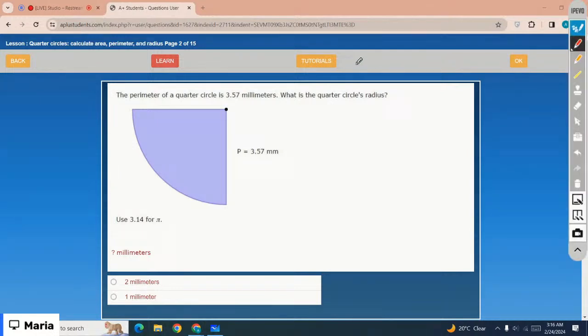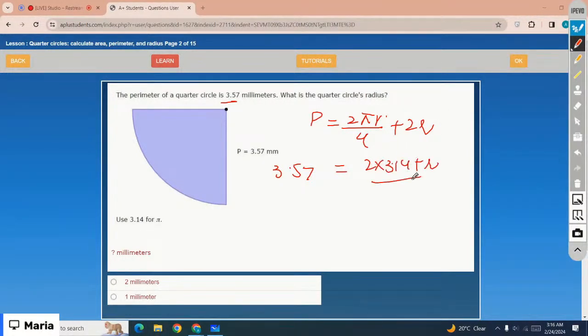So we have to use the same formula, that is P equals 2 pi r over 4 plus 2r. So simply P is 3.57. Just do the calculations here: 2 times pi, which is 3.14, is 6.28, and 6.28 divided by 4 is 1.57r, plus 2r. So 1.57 plus 2 is 3.57r, and here you already have 3.57.